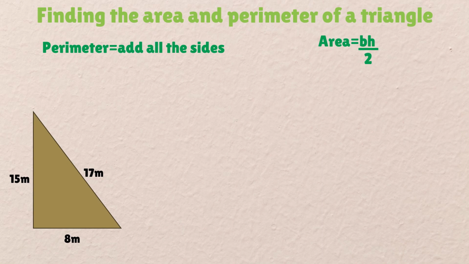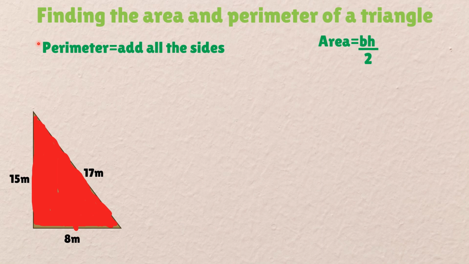Let's get started. Now, remember, perimeter is the distance around the outside of a shape, and area is the amount of space or surface something covers. For the perimeter, we need to add all of the side lengths. For the area of a triangle, we use the formula base times height divided by 2.